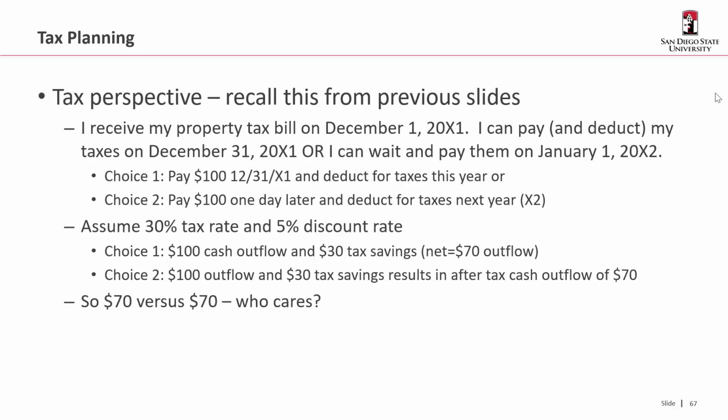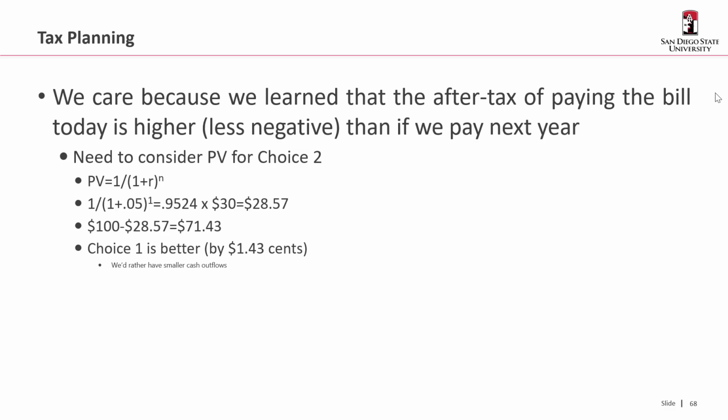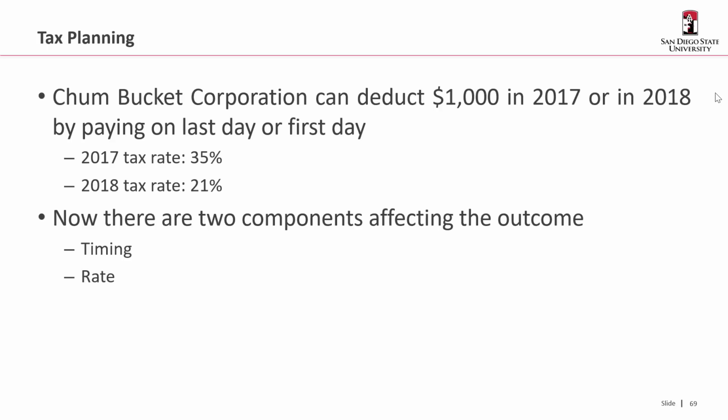Okay. So the tax perspective, recall this from the previous slides. You could pay the property tax this year or last year, and we know now that the difference is that $1.43 that affects the present value of the tax savings.